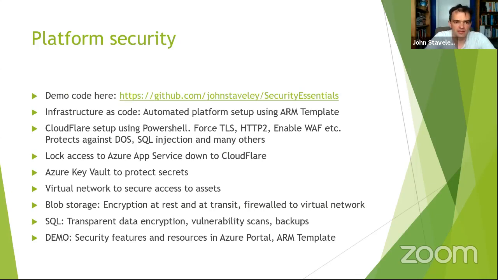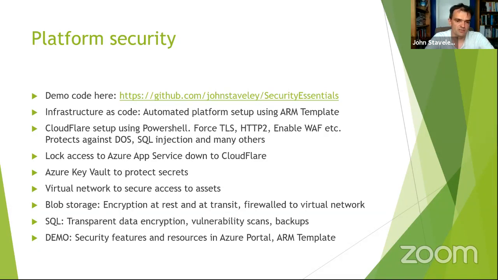We're going to be talking about infrastructure as code. So this leads to repeatable automated deployments using an ARM template. You can set up Cloudflare. If you've not heard of that, that's a web application firewall. So we're going to set up some settings that force TLS, HTTP2, enable the WAF. Cloudflare is really useful and protects against denial of service, which you can't really do if you're just doing application code. Protects against SQL injection and many, many other features. We lock down the access of the app service just to Cloudflare. So the app service can't talk to anything else other than Cloudflare. All our requests come through there. So we guarantee that we get all of those protections.